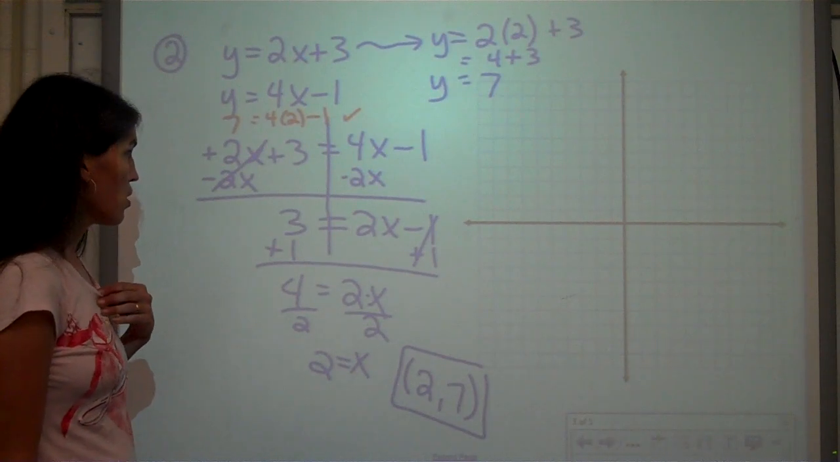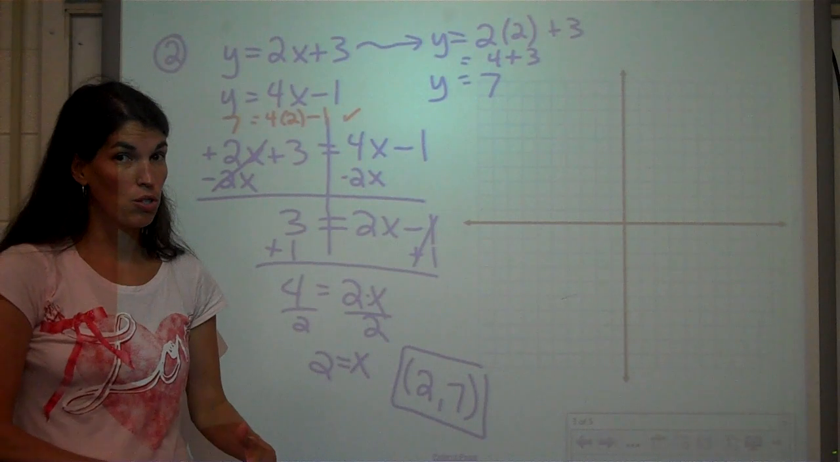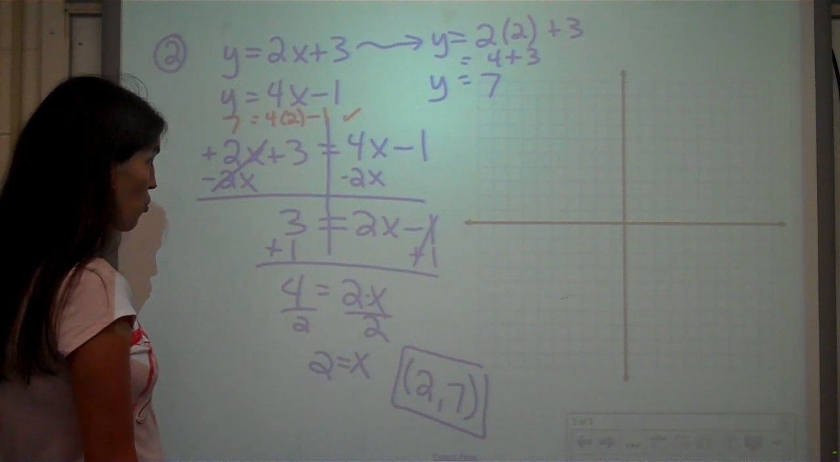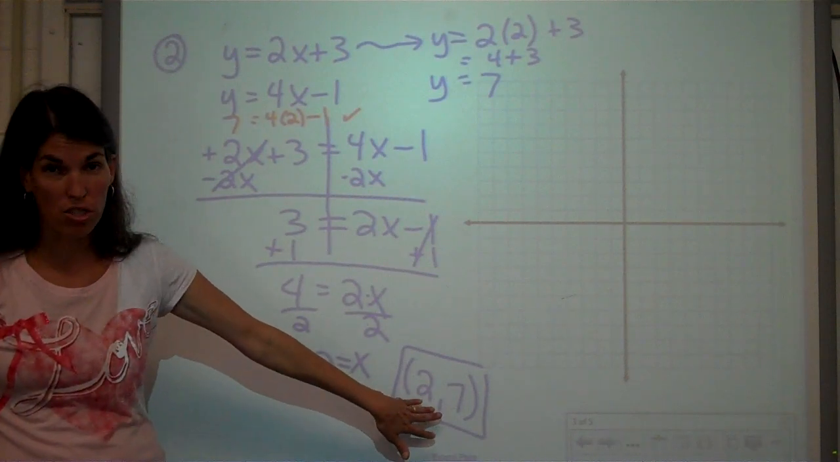Now, just as a reminder, I'm going to show you the first video that I showed you. If you graph both lines, the point of intersection is the solution. So, as a review, I'm going to show you how to graph these lines and show you that the point of intersection is at 2, 7.